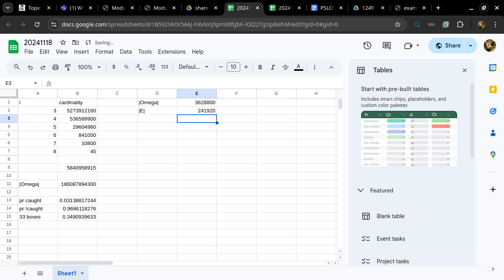And now we look at the ratio, the probability of dying. So that would be this number divided by this number here. So it's a 6.7-ish percent chance of dying. Is that okay?